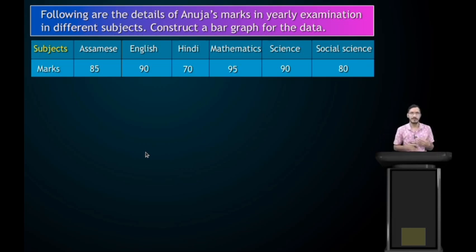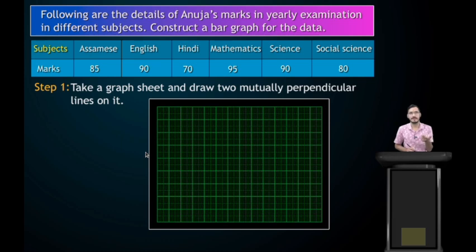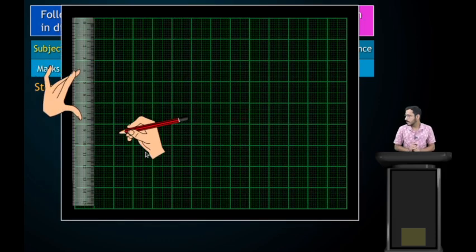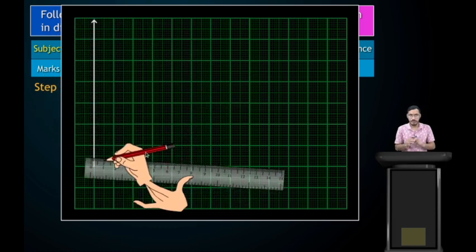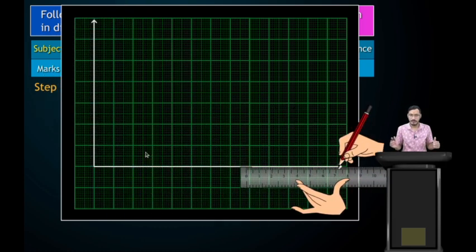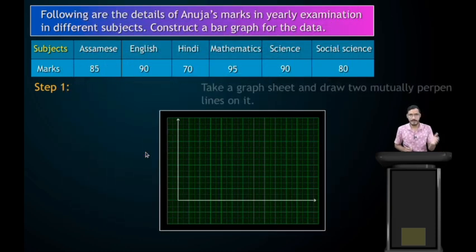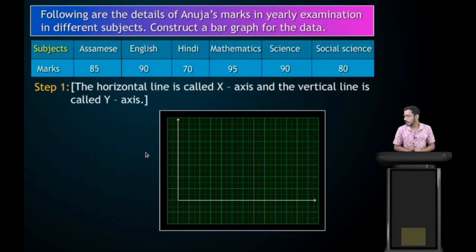So how can we construct a bar graph? Step 1: take a graph sheet and draw two mutually perpendicular lines on it. Here you can see a graph paper, and we draw two mutually perpendicular lines. Both lines are perpendicular to each other.